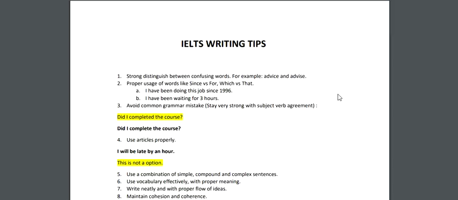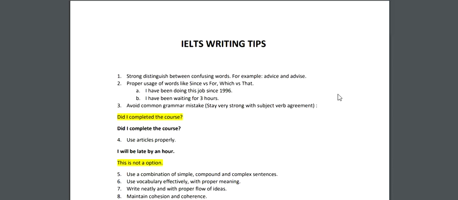Now, there are certain common grammar mistakes, and you should always avoid them. Especially, you should be very strong with subject verb agreement. For example, I have written one sentence twice, but in two different ways. The first one is incorrect. I marked it yellow. Did I completed the course? This is absolutely wrong, but this is a very common mistake I have seen.